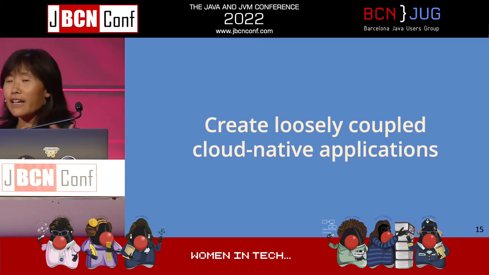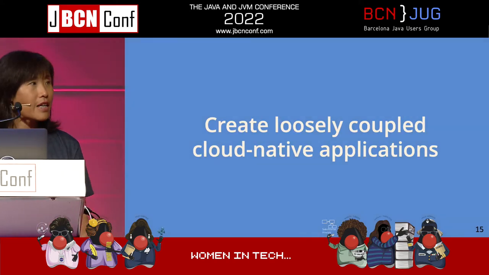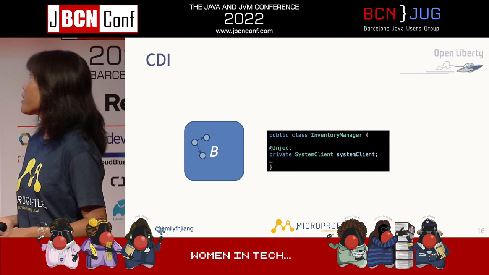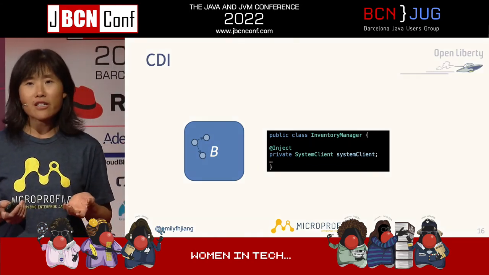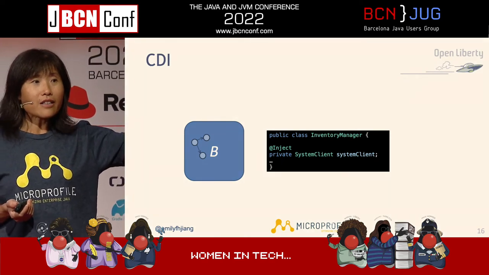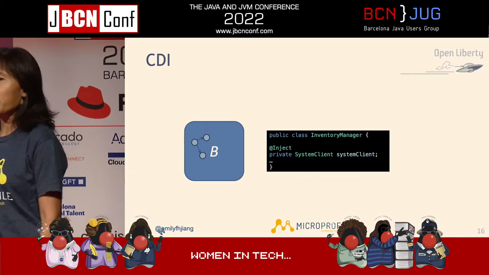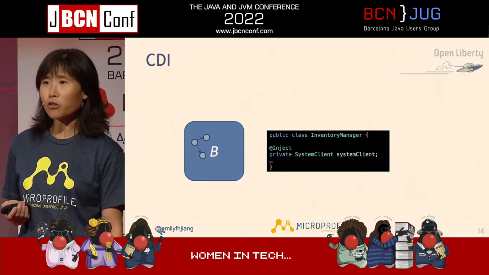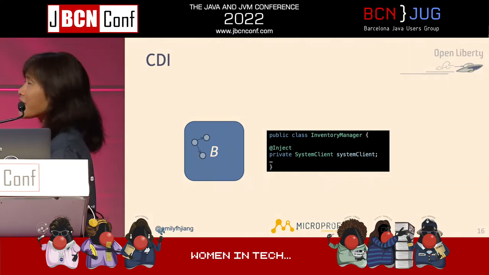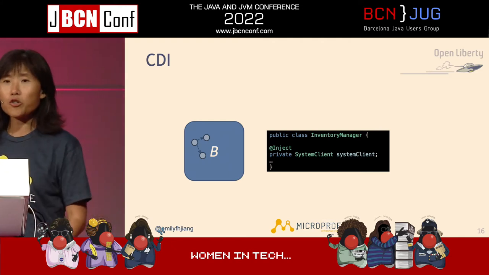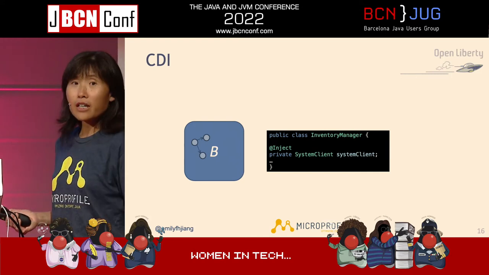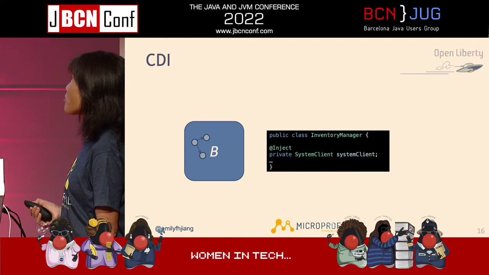After I have done that, the next step is to polish it up. How can you create a loosely coupled application? Basically, you use Contexts and Dependency Injection. Anybody know CDI? Okay. If you don't know CDI, anybody know Spring @Autowired? Yeah? That's the equivalent. Here you use @Inject to directly inject an object into a variable, and it translates directly to Spring injection, which would be @Autowired.